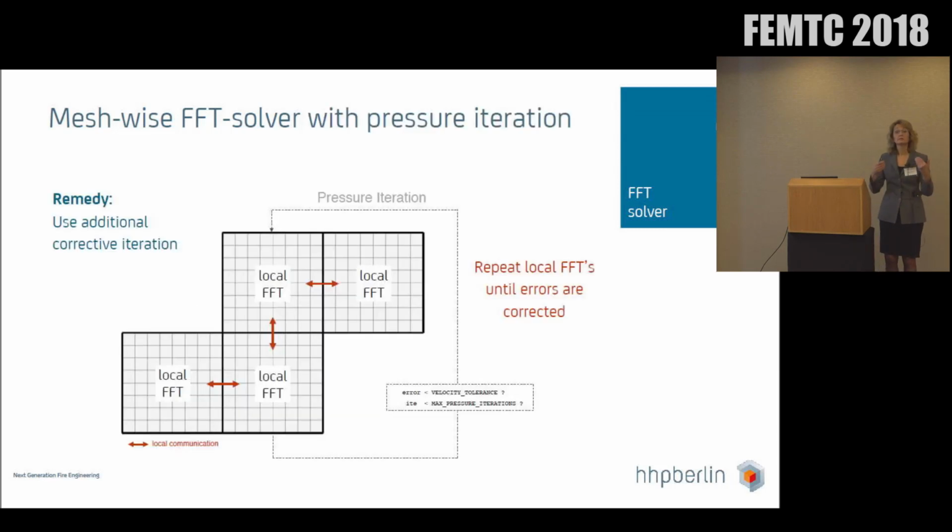But fortunately, there is a way to correct it. And it is done in FDS by an additional corrective iteration, which is called pressure iteration. Those local FFT problems are not only solved once, but a couple of times until those errors are driven below a predefined velocity tolerance. And usually it converges very fast.